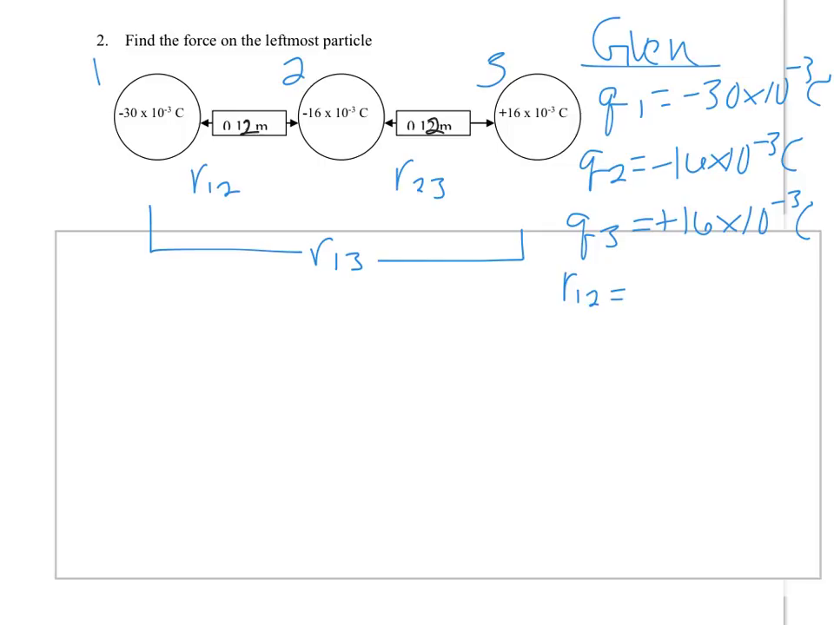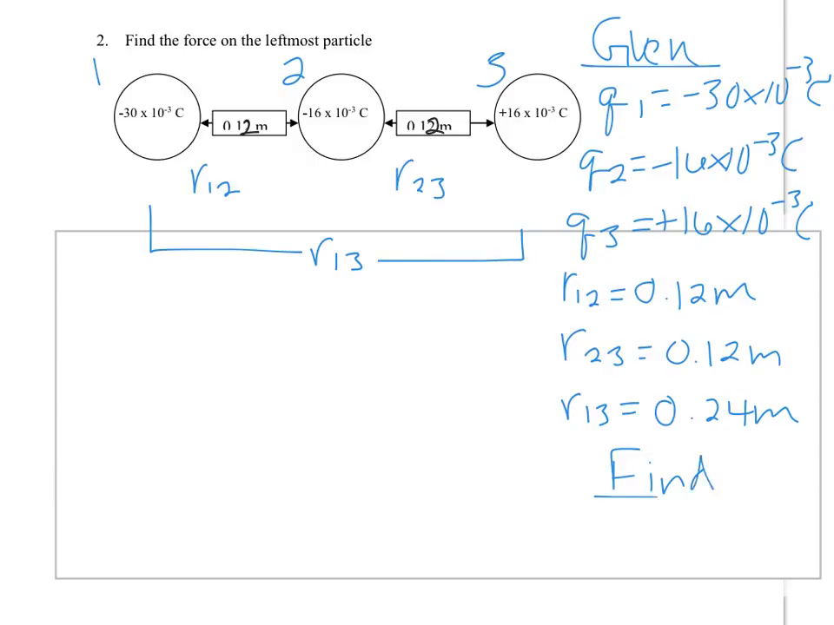So R12, the distance between charge 1 and charge 2, is 0.12 meters. R23 is also 0.12 meters. And R13, we're adding them together. So 0.12 plus 0.12 is 0.24 meters. And given all of that, we are looking for the total electric force. So this is the net electric force on the leftmost particle. So that's 1. I called that 1. If you number them differently, that's fine.